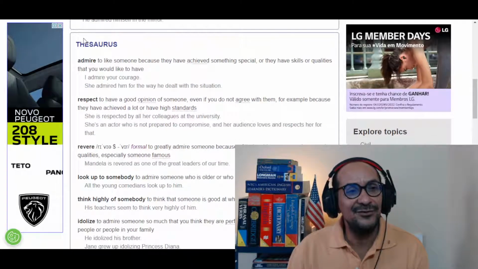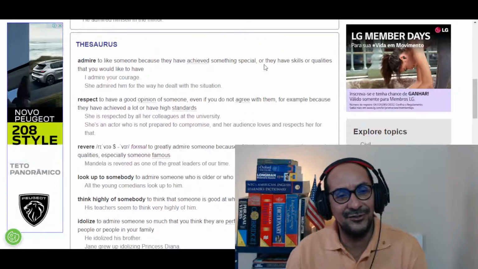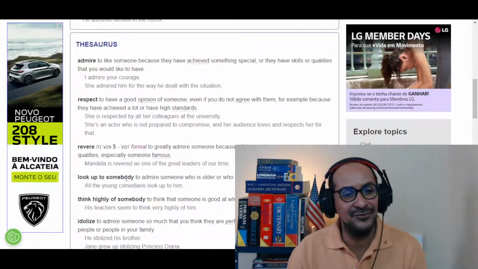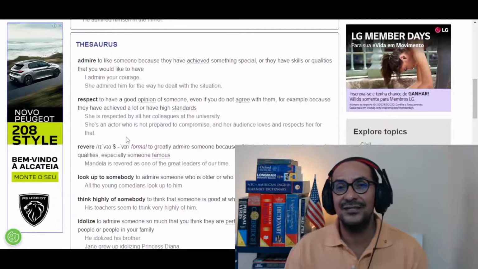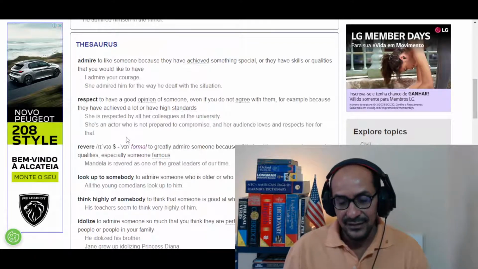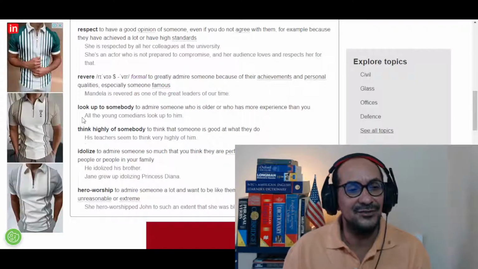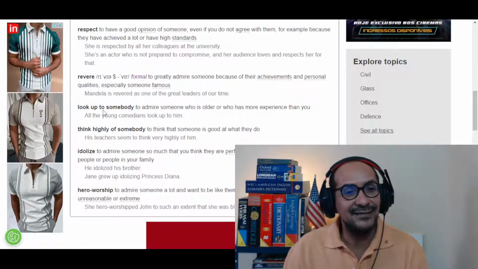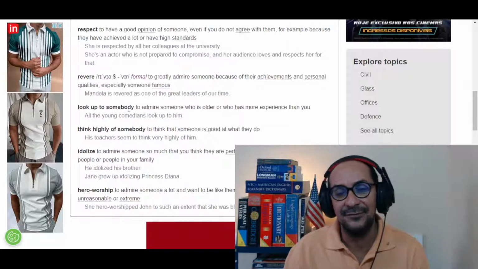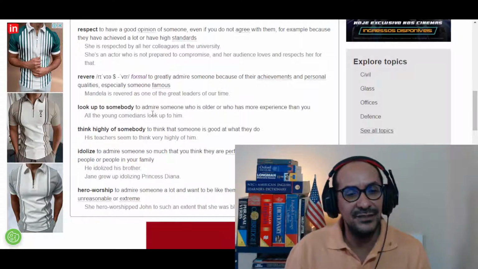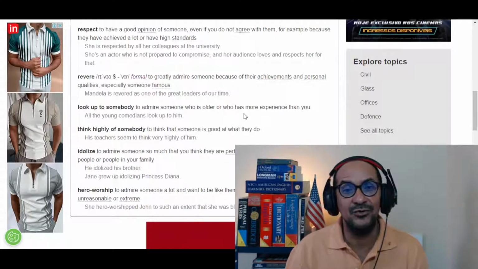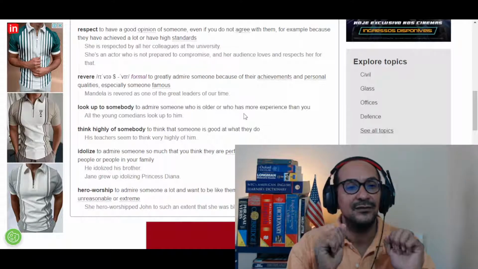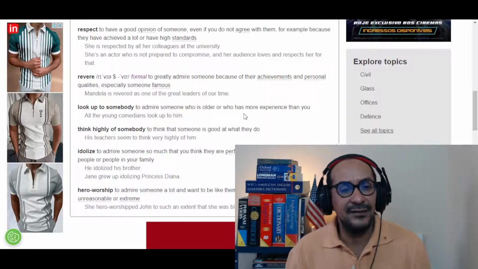Here, nice, man. Here we have the thesaurus. Admire, respect, revere, to look up to somebody, to think highly of somebody, to idolize, hero worship. You can use all these words to say that you admire the person. And one thing that is very useful in English is to use phrasal verbs like this. This is so great. You look up to somebody. When you look up to somebody, it means that you admire someone who is older and who has more experience than you. So then you look up to someone. And one more thing that I told you.